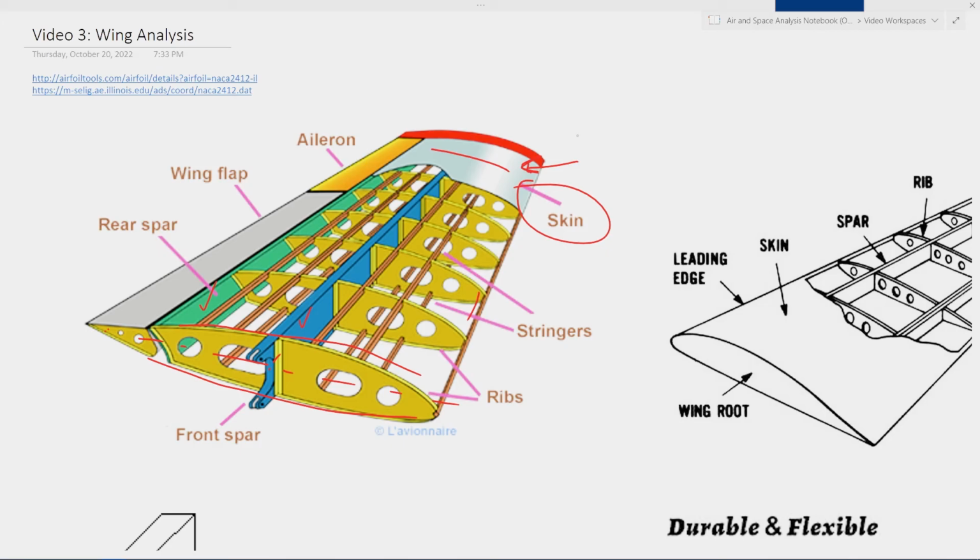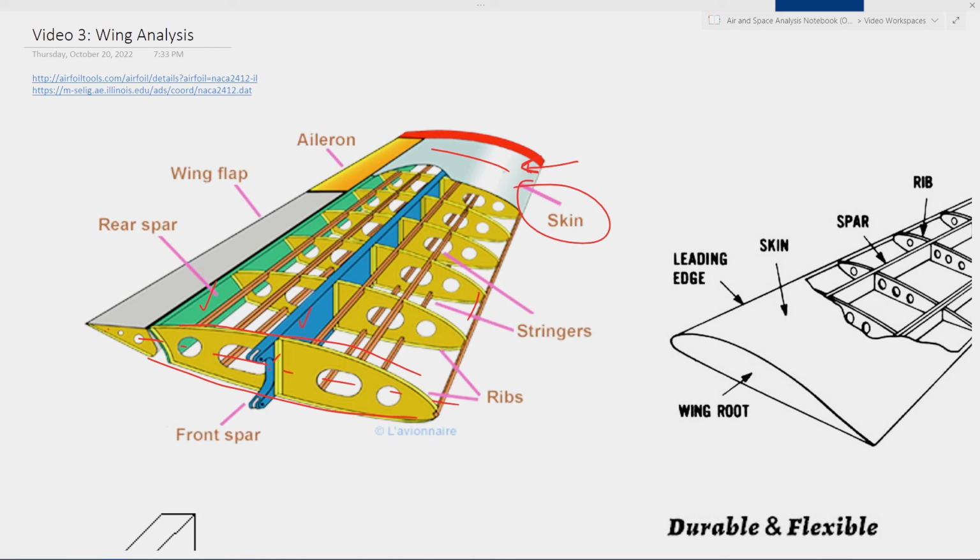It provides the aerodynamic shape, and in the case of stressed skin wings, which we're going to be looking at today, it does stiffen the structure and take load. So our wing itself is very stiff in the direction that we're going to be bending because of the front and rear spars, and the skin provides the aerodynamic shape and also stiffens the structure a little bit more.